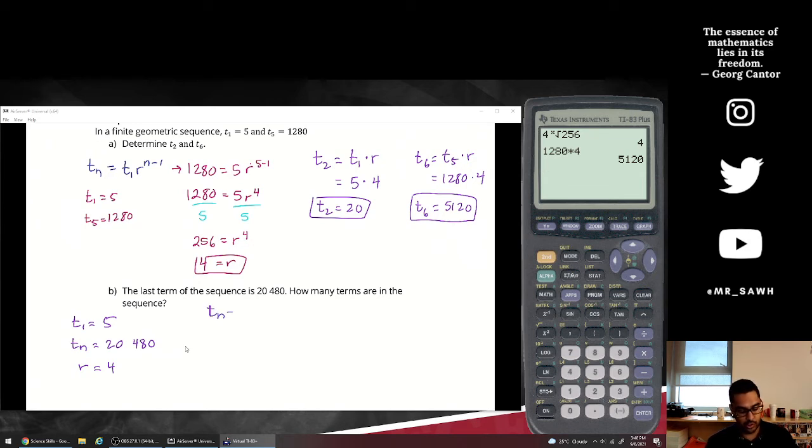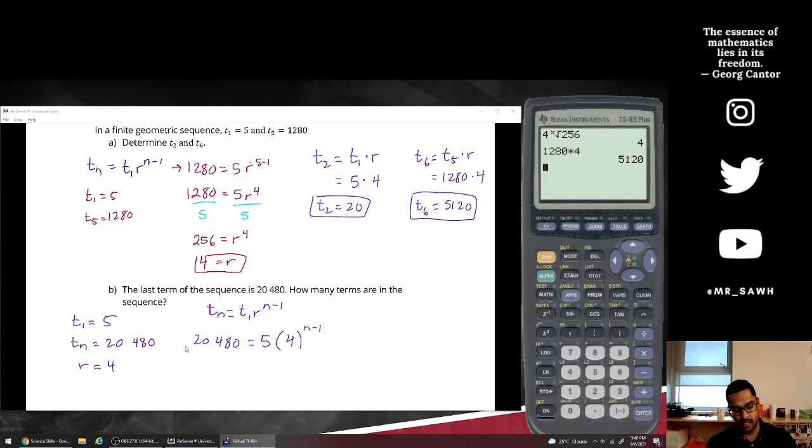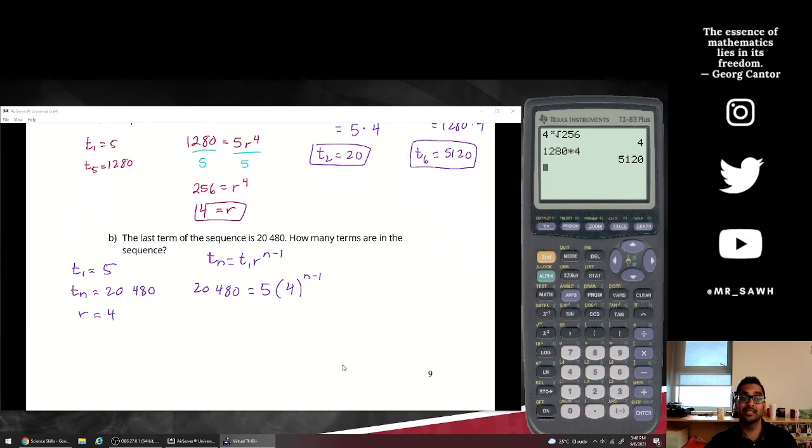Right, here's my general term formula. T1 r to the power n minus 1. Fill in what you know. So 20,480 is equal to, well, T1's 5, ratio 4, n is unknown. Again, this is another one of those cases where I'm looking for the variable that is in the power. So I'm going to have to do a little bit of guessing and checking. Let's make the number smaller here first.